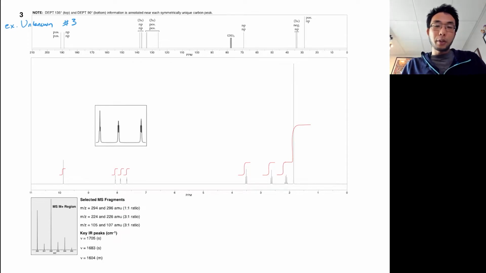All right, let's look at one more example. This one is much more complicated. There's a bit more going on, but we should still be able to use the same type of process and workflow to do process of elimination and arrive at a final answer.